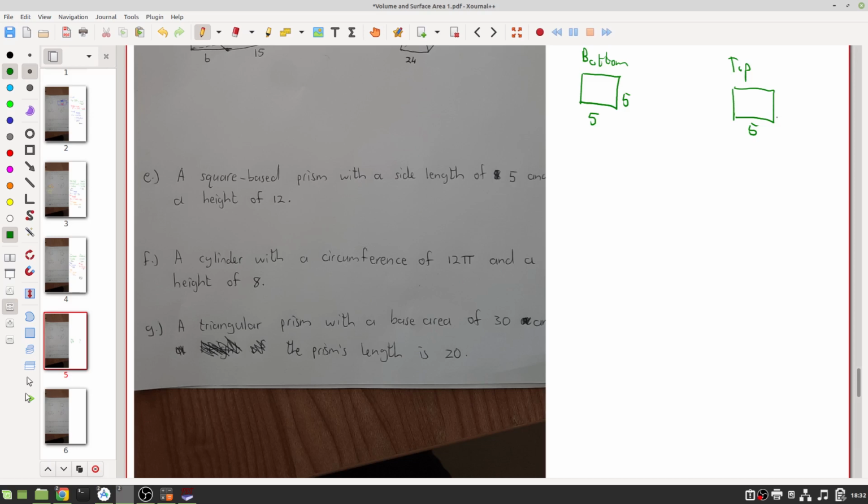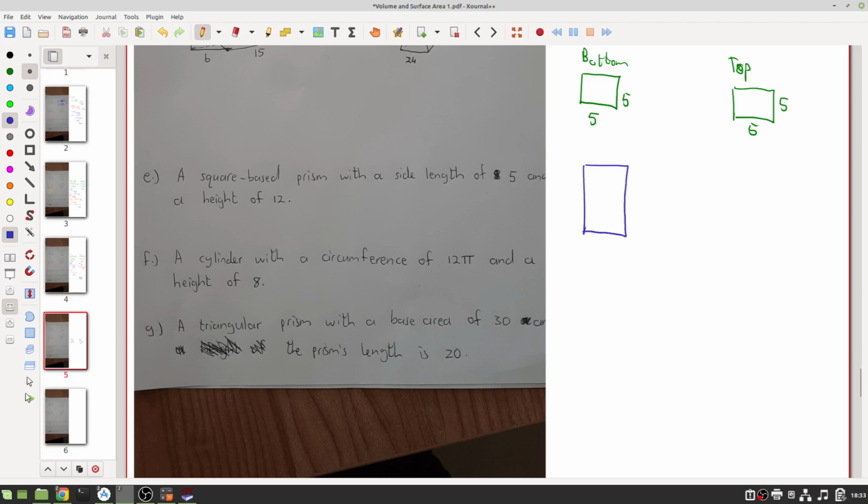So the top will look exactly the same, also 5 and 5. Then we also have the left. So this is the top and the bottom of the prism, and then all around it's going to be all the same rectangles, right?